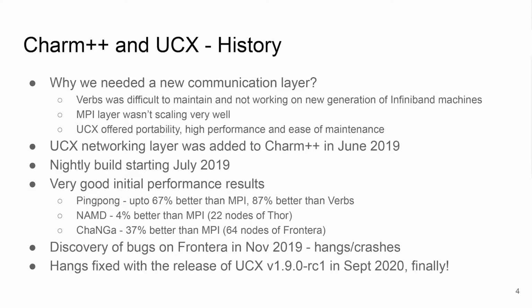So the initial performance results were very exciting. And this, I think, largely had to do with the fact that the original layers that we were comparing UCX against were not that performant to begin with. So for ping pong, we saw a 67% improvement over MPI. And for verbs, we saw almost up to 87% improvement. And for NAMD, this was one of the first experiments, performed on 22 nodes of Thor, we saw that it performed about 4% better than MPI.